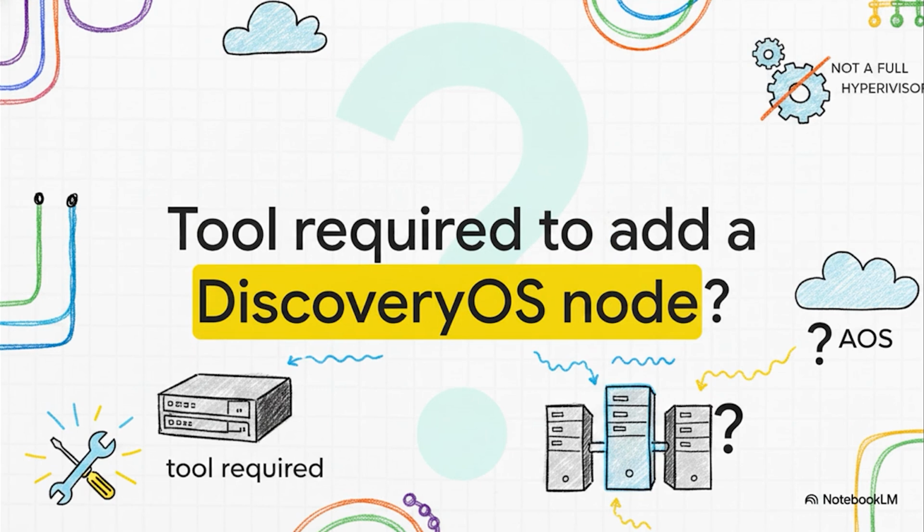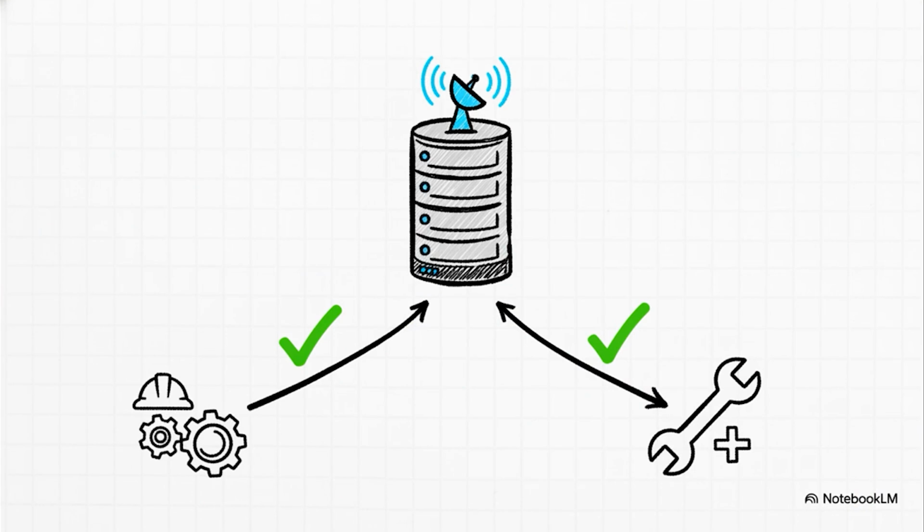Okay, let's try another trap scenario to test your understanding of that international shipping exception. What tool is required to add a node running DiscoveryOS to an existing cluster? Remember, DiscoveryOS is lightweight. It's not a full hypervisor or AOS. So does it act like bare metal, or does it have its own rules? Let's move on and see how this builds, because here is the exception to the rule.